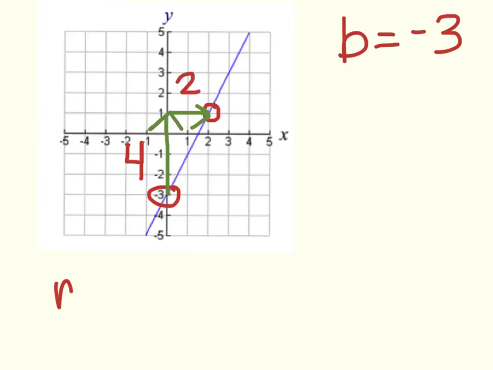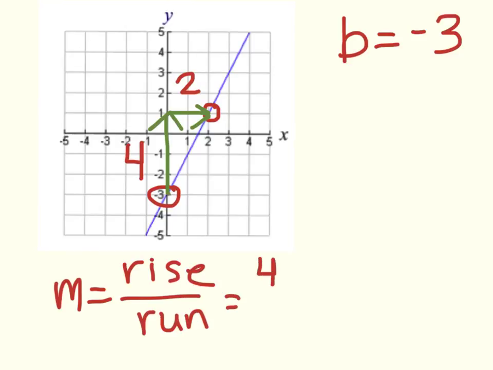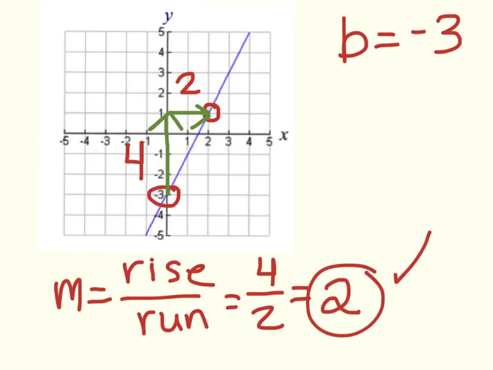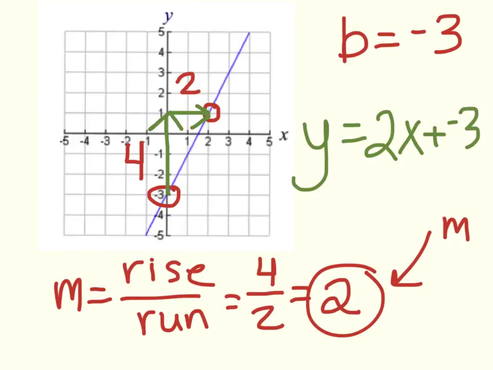Remember, to find the slope, we're going to do the rise over the run. That would be 4 over 2, and 4 divided by 2 is 2. So that's my slope. I can write the equation, y equals 2x plus negative 3, or I could write y equals 2x minus 3.